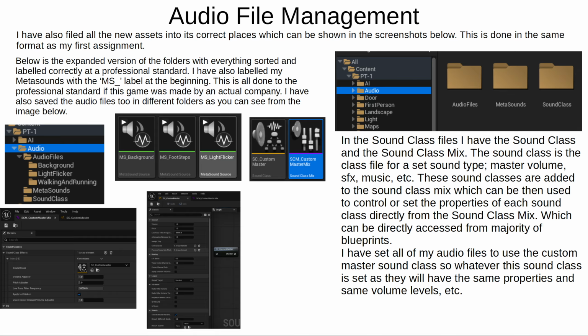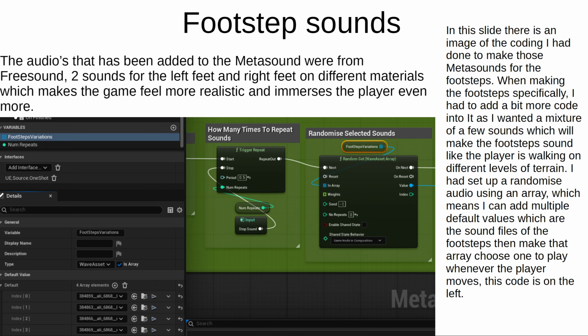These are the set audio files for the custom master sounds. So you can change these from the properties, so the volumes and levels and such. And these are the footstep sounds. This took a while because I had multiple sounds for the footsteps, so sounds like you're going on different terrains, different levels. This is through the array that I've put into the randomized selected sounds.